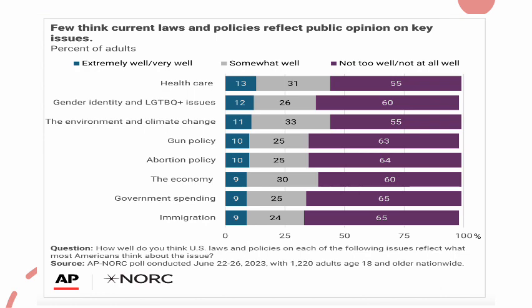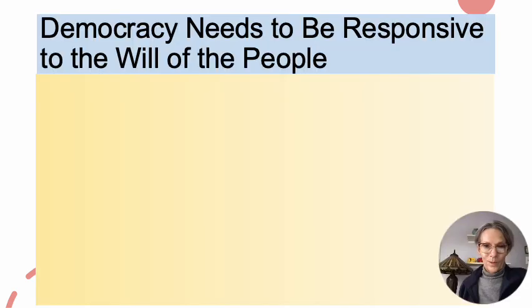And just take a look at this, this is the not too well or not well at all, right? All of that is in the majority. And so people feel like their healthcare concerns, their concerns about gender identity, abortion policy, immigration, the list goes on, that the kinds of policies we have, people do not think that it's reflecting what public opinion on those key issues is. That's a cause for concern. So in the previous slide, it showed that most Americans don't feel like the public opinion of Americans is being reflected in public policy.